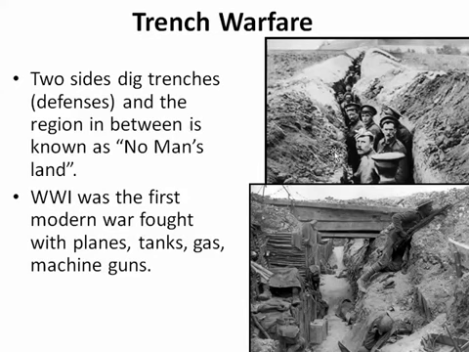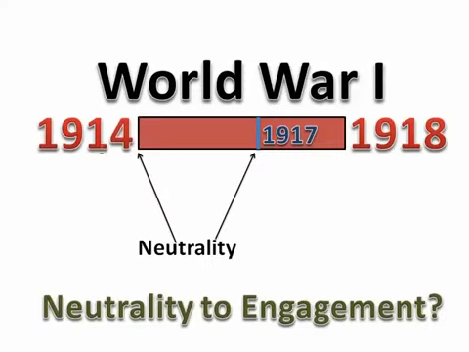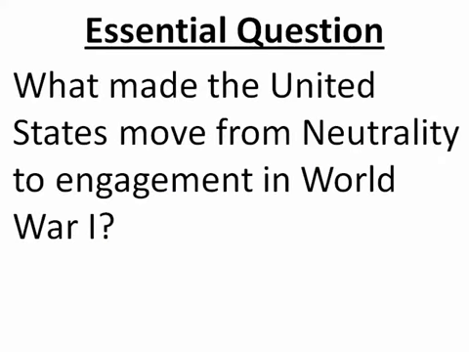And in between those trenches is a place called no man's land, and army tanks and things like that were created so they could get across these areas. But anyway, before World War I, 1914 to 1917, the United States was neutral. So our essential question is, what made the United States move from neutrality to engagement in World War I?